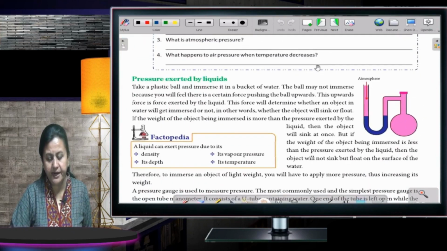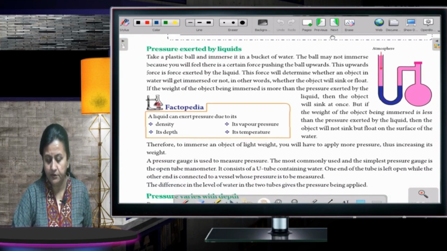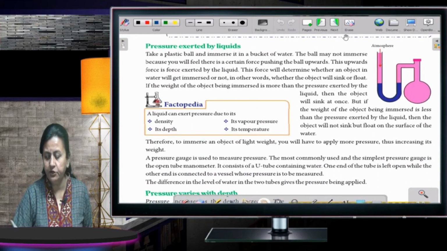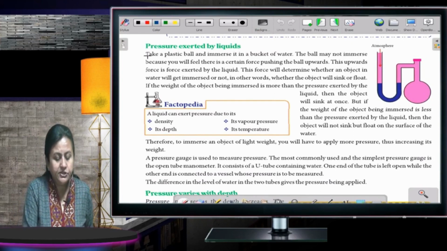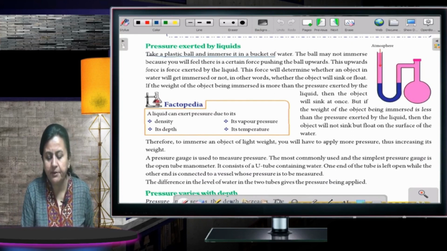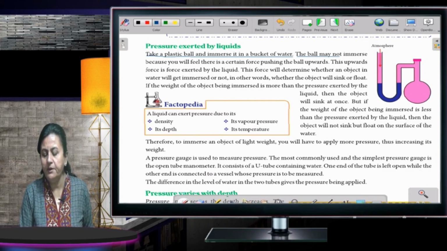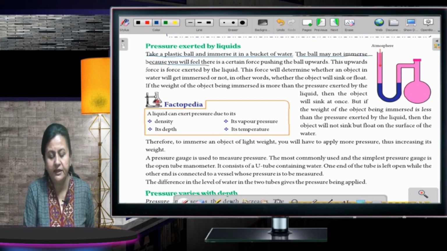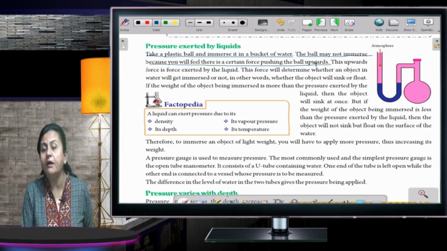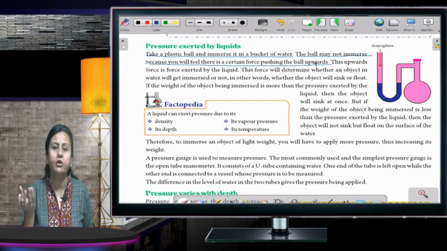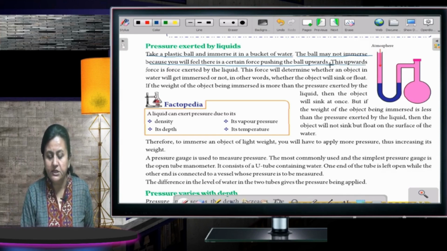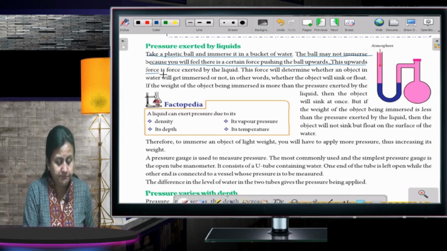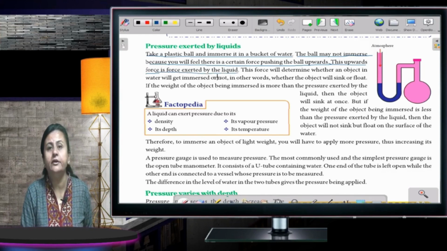Pressure exerted by liquids. You can see on your screens. Now, take a plastic ball and immerse it in a bucket of water. The ball may not immerse because you feel there is a certain force pushing the ball upwards. You have taken the ball and you're trying to dip it in the bucket of water, but every time the ball is coming up. This upward force is the force exerted by the liquid.